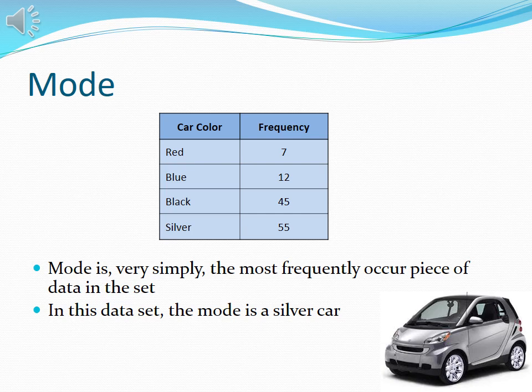I use this as a real-life example because, in almost every country in the world, silver is the most common car color purchased. I believe it is starting to change in certain countries, but traditionally silver for the longest time has been the most common car color, and I include a little silver smart car in the bottom right to help you remember that. The mode doesn't actually indicate where the data falls in a grand sense, but it will show the one with the highest frequency.